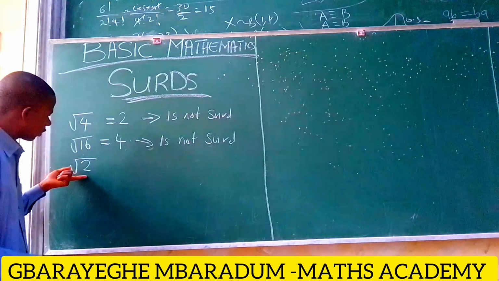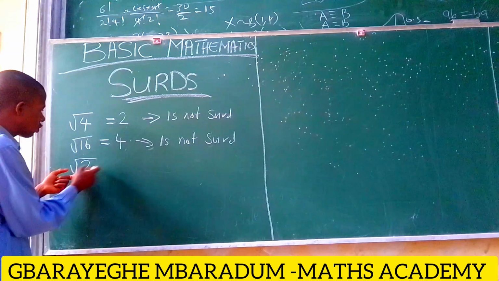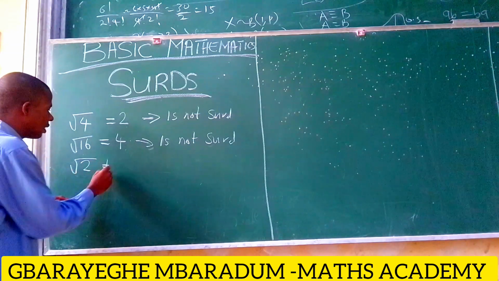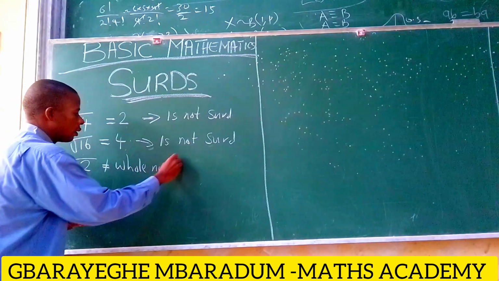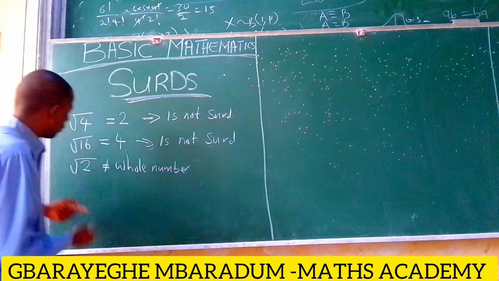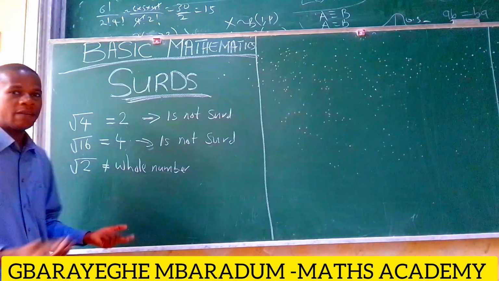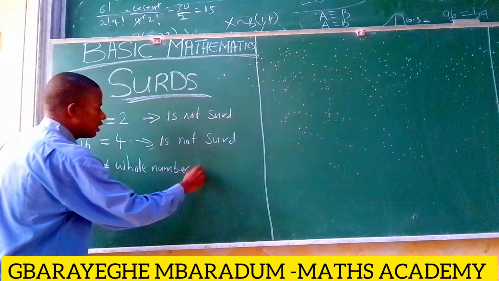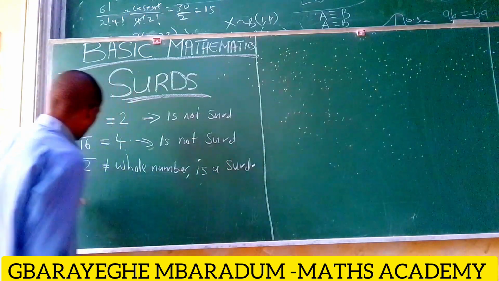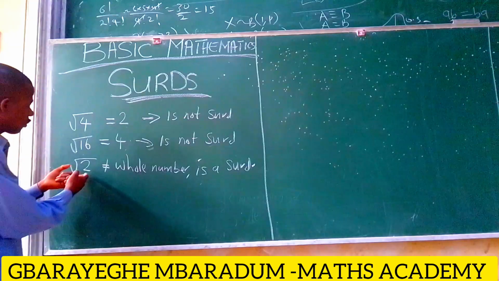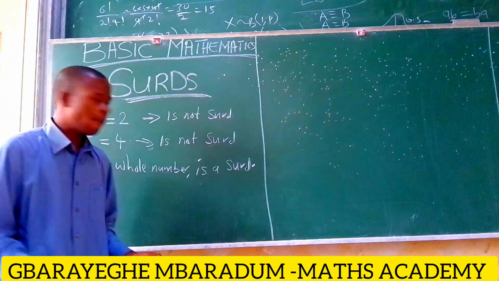Now let's look at the square root of 2. You know that the square root of 2 is not going to give us a whole number, right? So since the square root of 2 cannot give us a whole number or cannot be simplified again, we call it a surd. It's a surd because it cannot be simplified further, because it cannot give us a whole number.